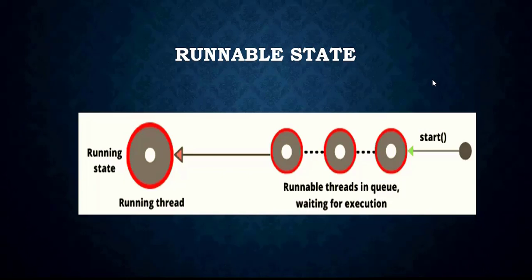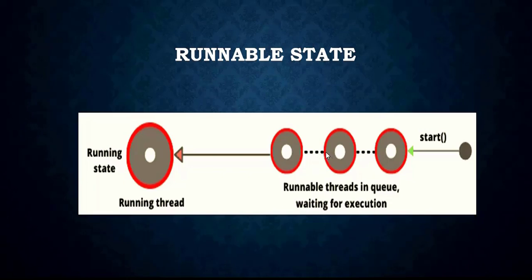It's not necessarily going to be the running state. When you call the start method, it will actually reach the runnable state. The runnable state is the state before the running state. For example, let's say I have created 3 threads and then I have called start on those 3 threads. Those 3 threads will reach the runnable state. As you can see here in this diagram, there are 3 threads called with the start method. Now they are queued up in the runnable state before they enter into the running state.